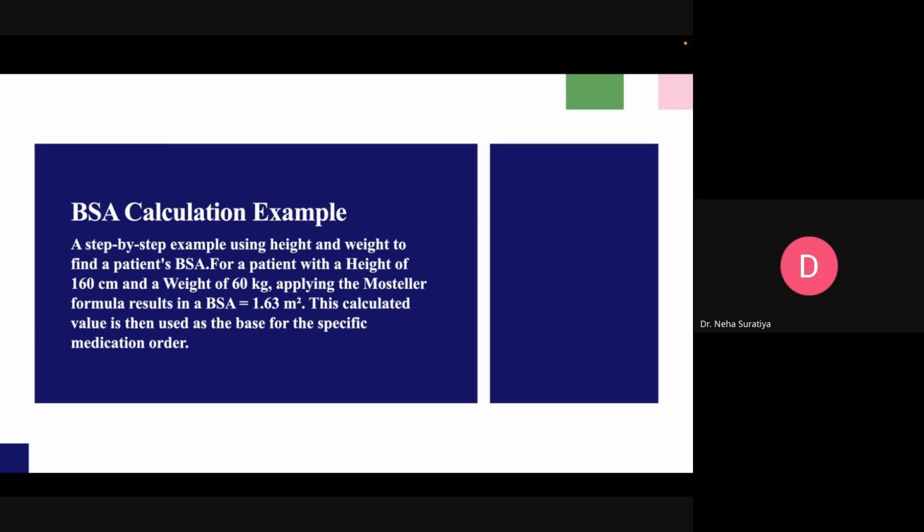Okay, so are you doing it? Yes, height is 160, weight is 60. You need to multiply and divide by 3600. 160 into 60 is 9600. And if you divide it by 3600, which is a standard constant, you will have 2.66.